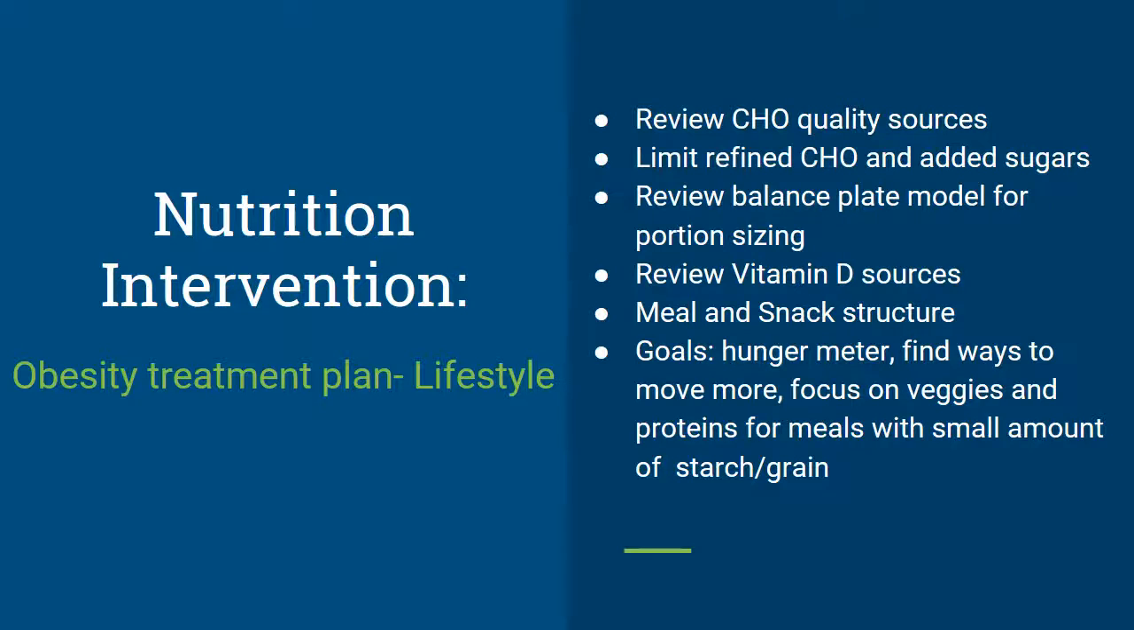At the clinic of Duke Pediatric Healthy Lifestyles, the obesity treatment plan for this patient was a lifestyle intervention. For the nutrition intervention, this would include a review of carbohydrate quality sources, discussion on limiting refined carbohydrates and added sugars in the patient's diet, a review of a balanced plate model for portion sizes, and a review of vitamin D sources to increase dietary intake.